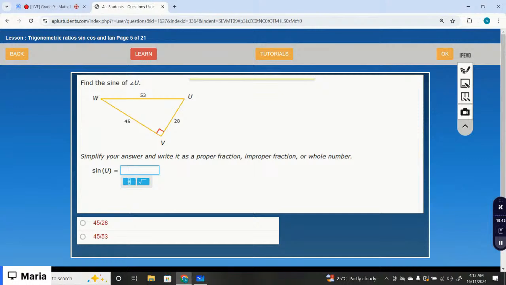Find the sine of angle U. So which is the correct option? That is 45 over 53. Option number 2 is the correct option.